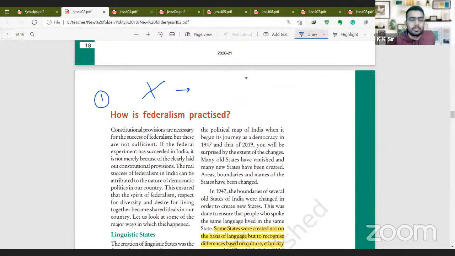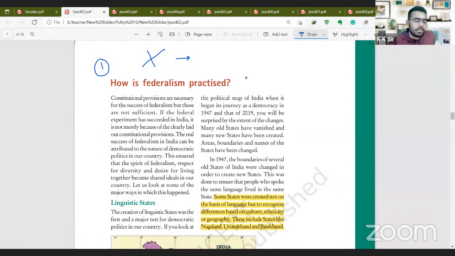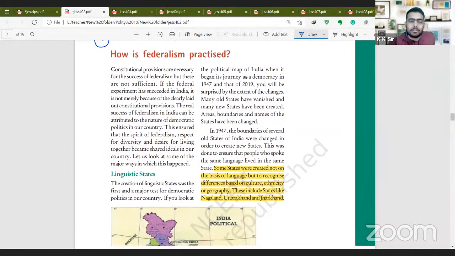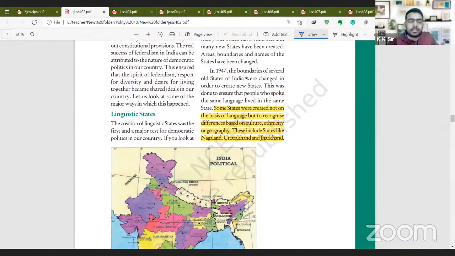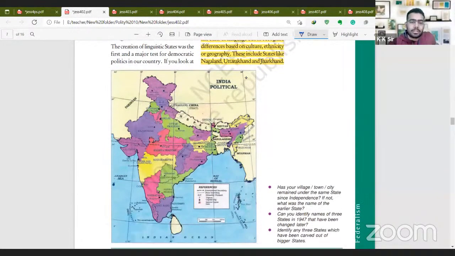Thinking like this, they created non-linguistic states. But then a lot of protests started to happen, and states started demanding that we should be given our state based upon language. Slowly we saw that Hyderabad was the first state to get its recognition on a linguistic basis. Slowly, Maharashtra for Marathis, Gujarat for Gujaratis and Punjab for Punjabis, this kind of division started to happen.